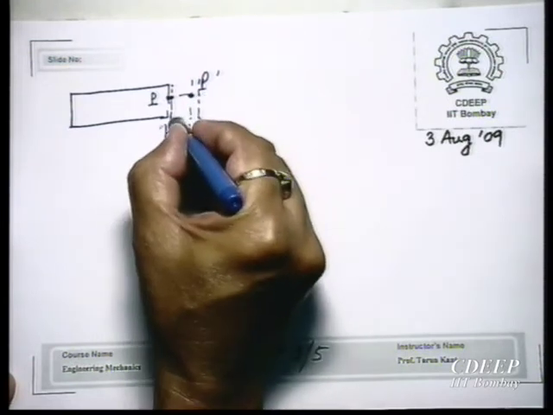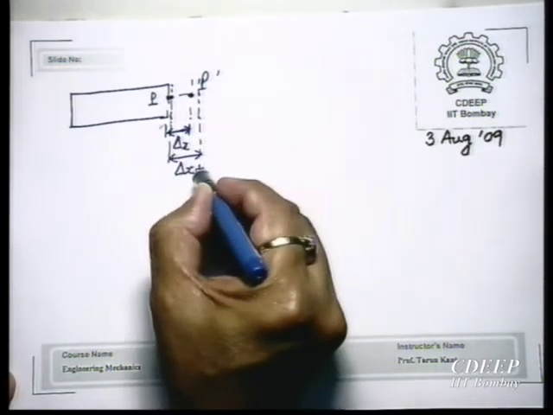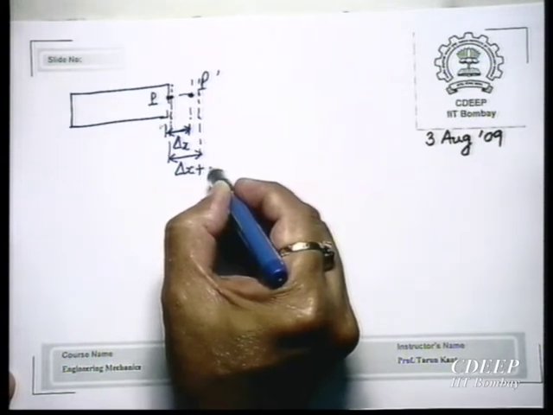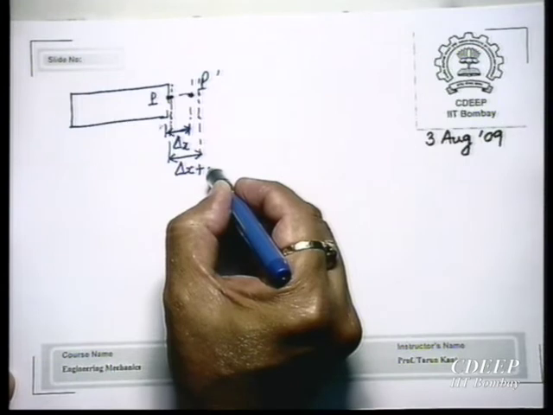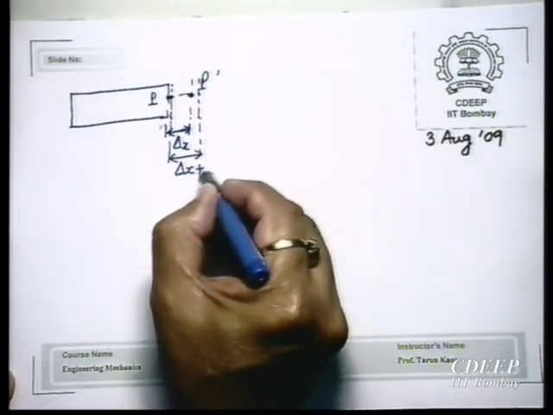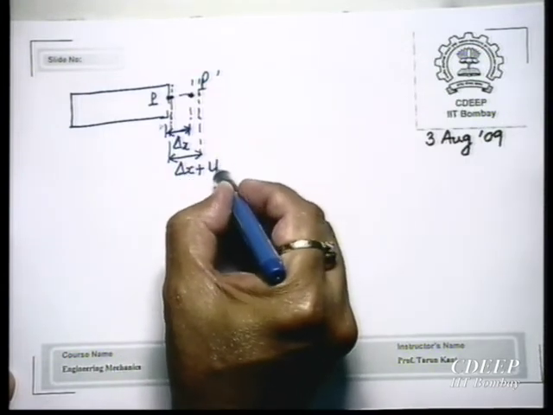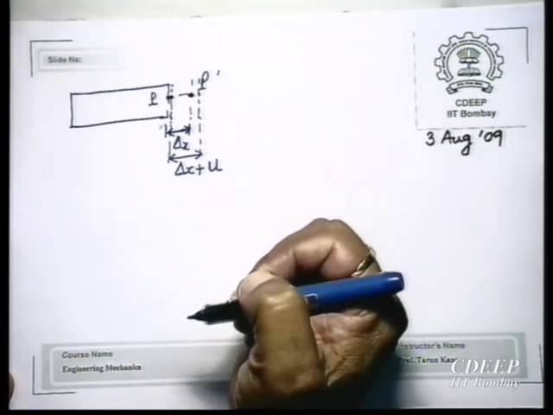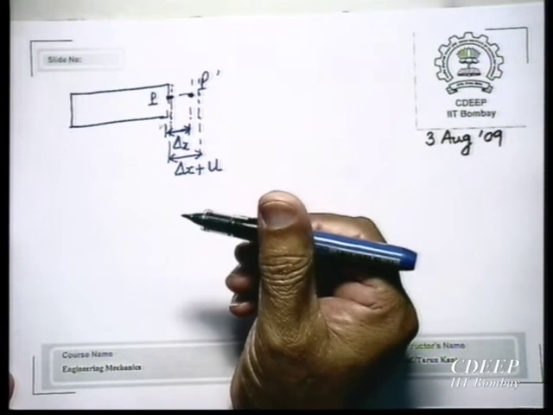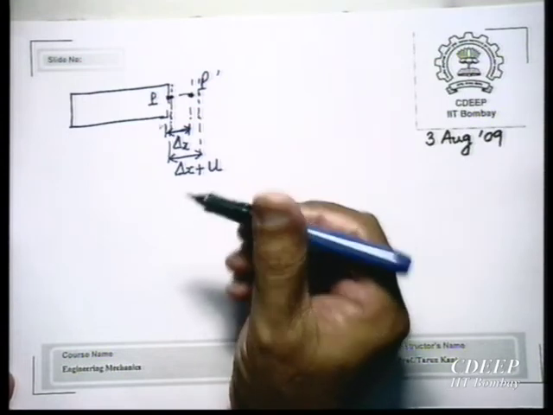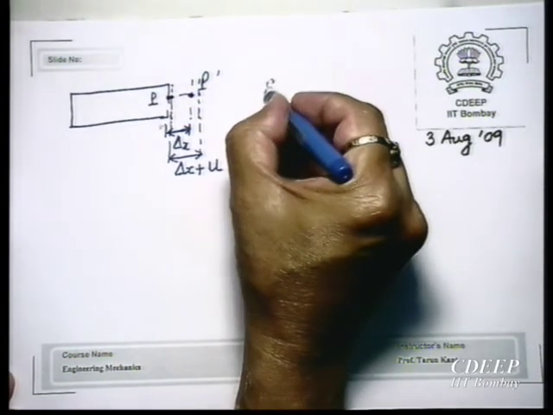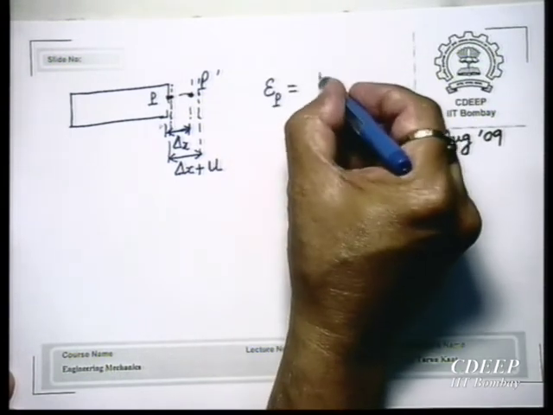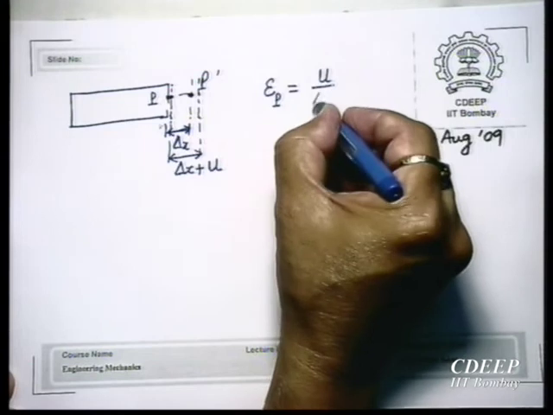So I am saying there will be a difference between the final distance between the two points and the original distance. Let us call this delta x plus u, where u is the change in length of delta x. Then the strain at point P can be defined as u divided by delta x.